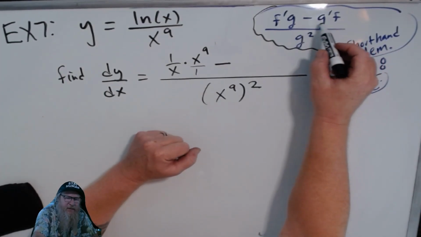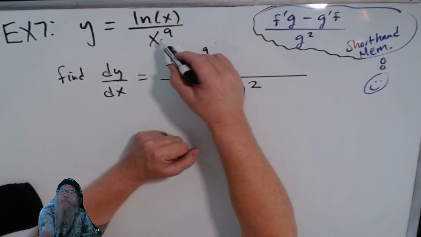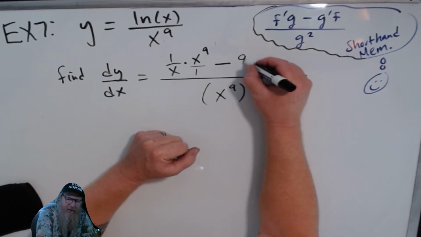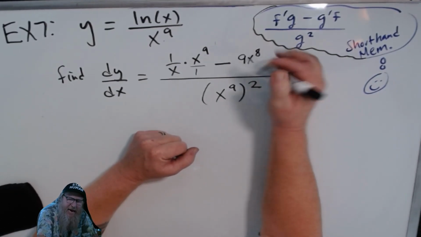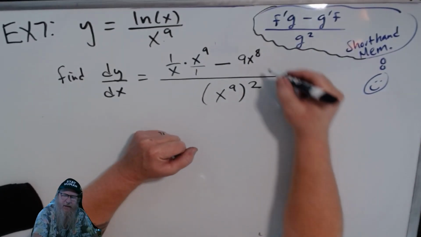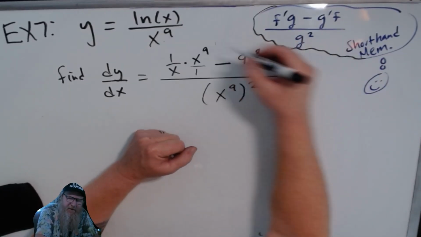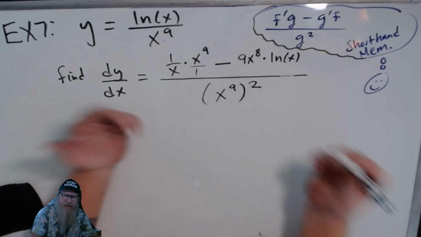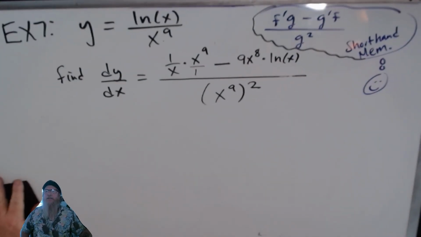And then minus, so g prime is the derivative of the denominator. That's 9x to the 8th. That's g prime. And then times f, which is ln of x. And that's it. That's your answer.